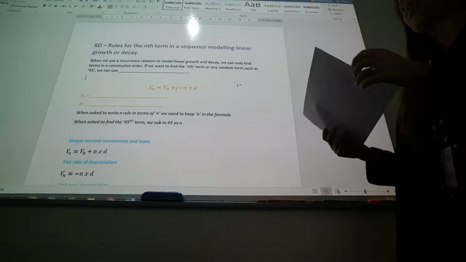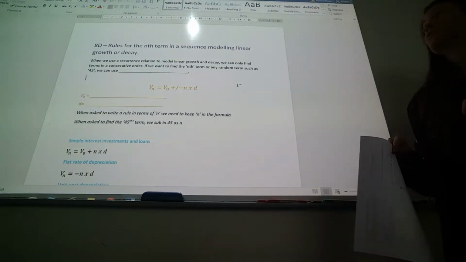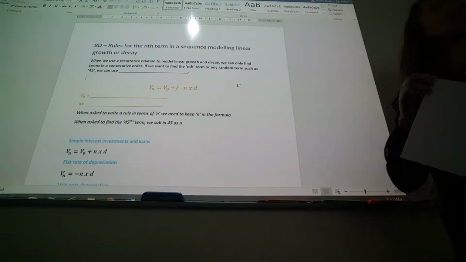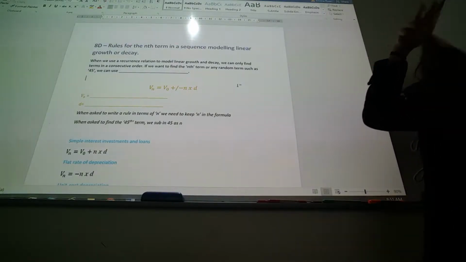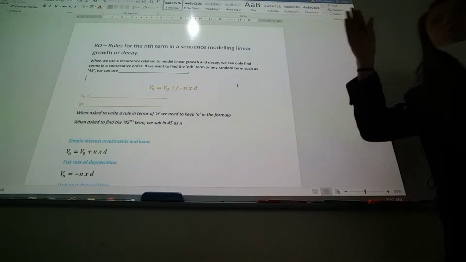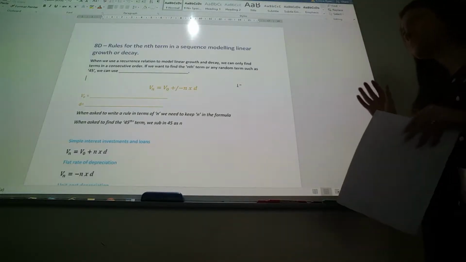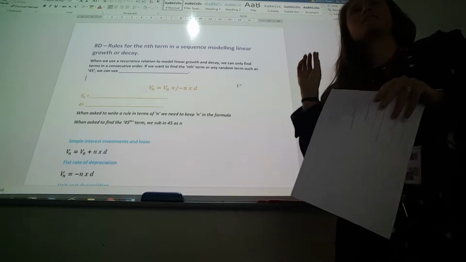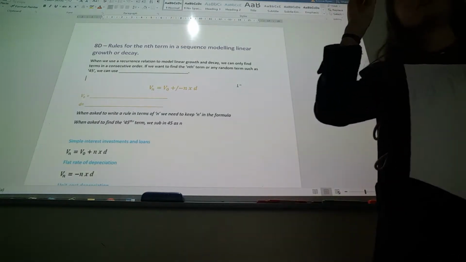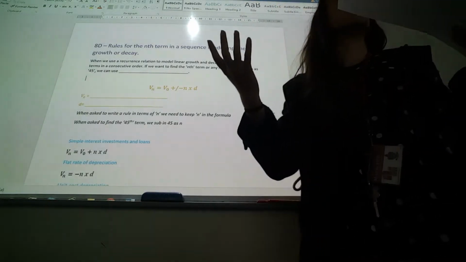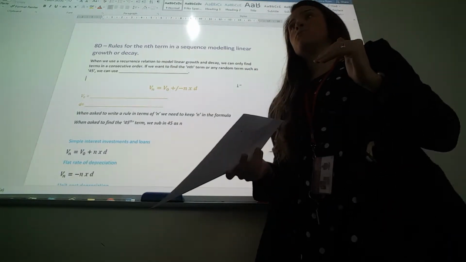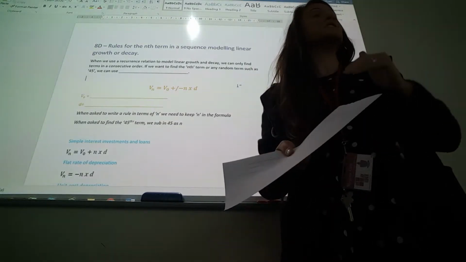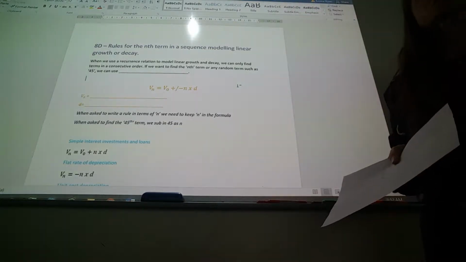All right, so today we're looking at rules for the nth term in a sequence, modelling linear growth and decay. Previously we've been using recursion, where we've had to put all the Vn's and all the n's in, and show our working out for each one. That's really good if we're just trying to find something in a consecutive order, but if we want to find the nth term or a random term, such as the 45th term or the 63rd term, going through that would take forever. So instead, we can use a rule, which will give us that term.